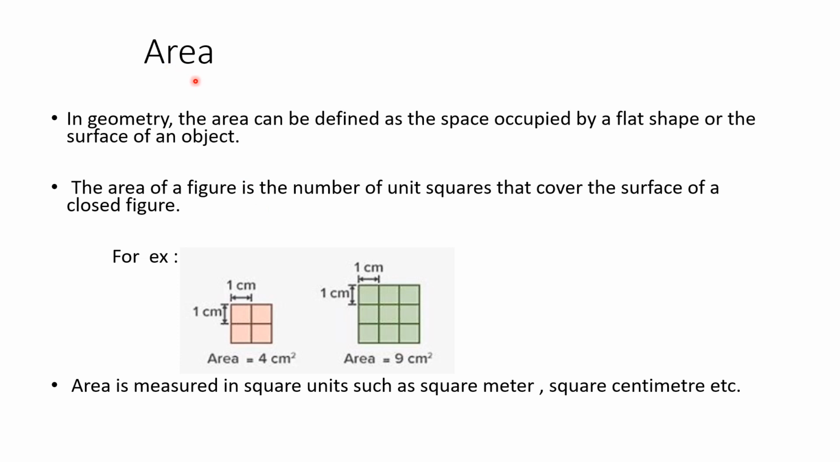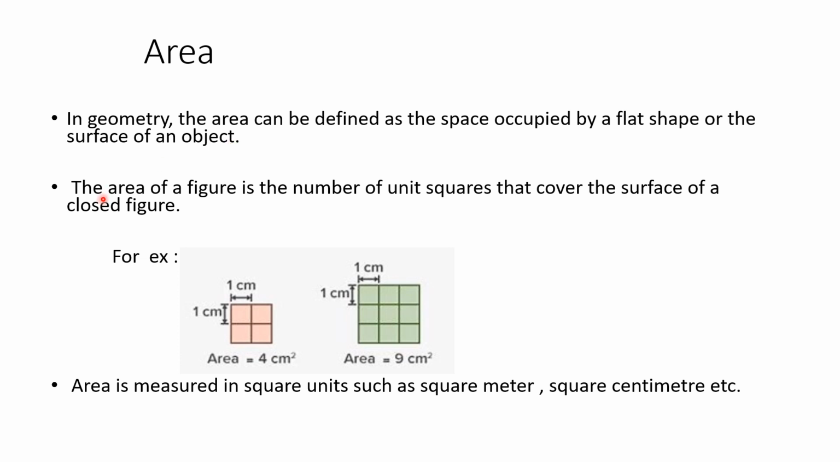Now, area. What is area? In geometry, the area can be defined as the space occupied by a flat shape or the surface of an object. What do you understand from this? Area can be defined as the space occupied by a flat shape. So, any object that occupied some space, that space is called area. For example, suppose you kept your book on the table. So how much space the book occupied? That space is called area.